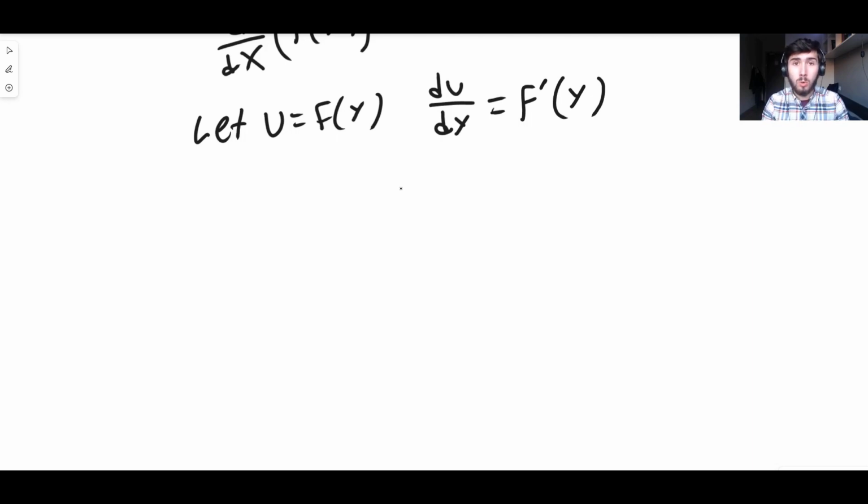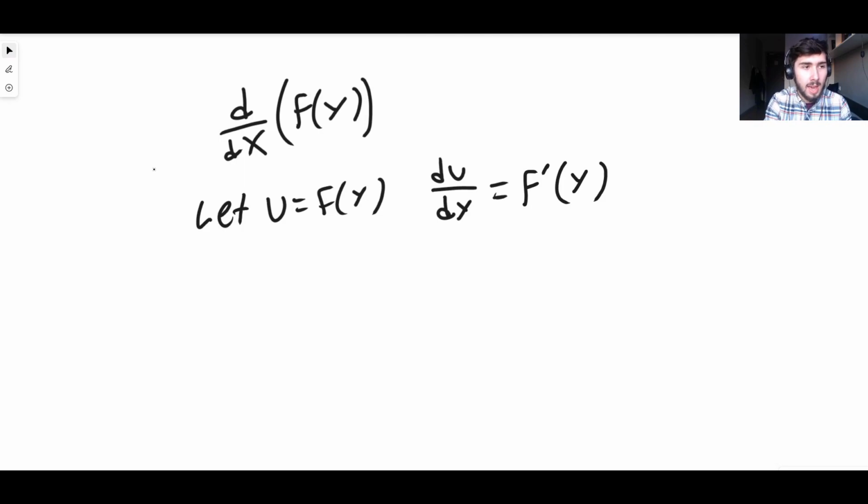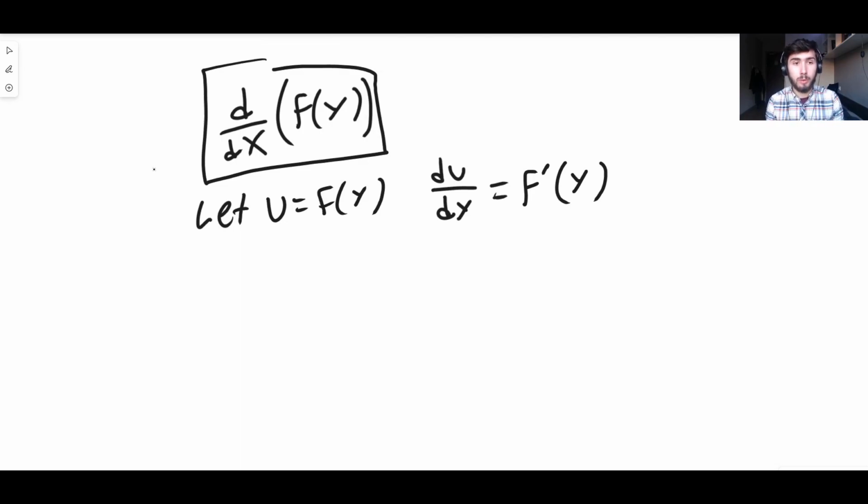This time, we don't want dy/dx. That's how the chain rule normally works. And so the difference between this situation and a normal chain rule situation is that instead of looking for dy/dx, which is what we're normally looking for with the chain rule, we're looking for du/dx. The reason why we're looking for du/dx is because du/dx is d/dx of f of y. That's what we're actually trying to find. We want to see what the derivative of a function of y is with respect to x. That's what we're looking for. So we want du/dx.